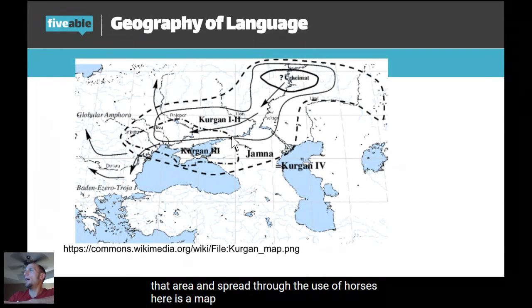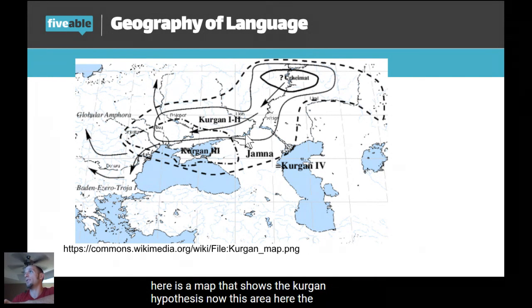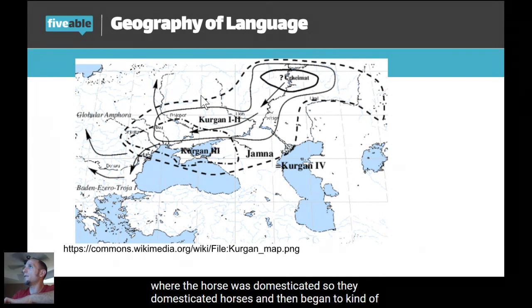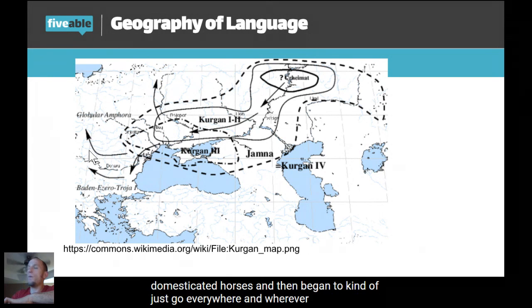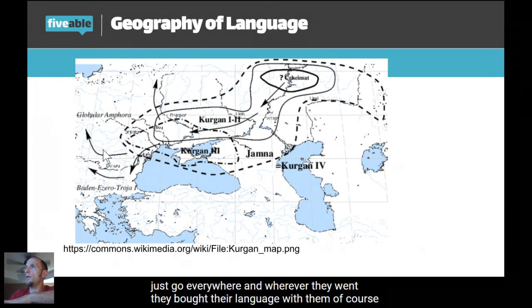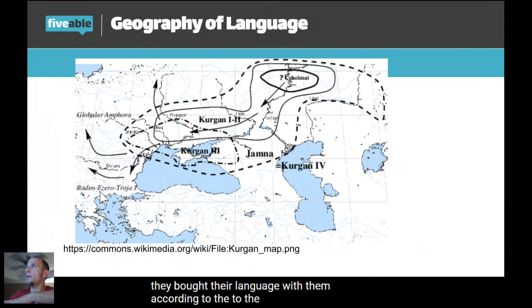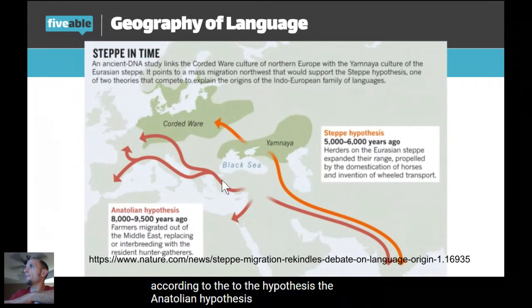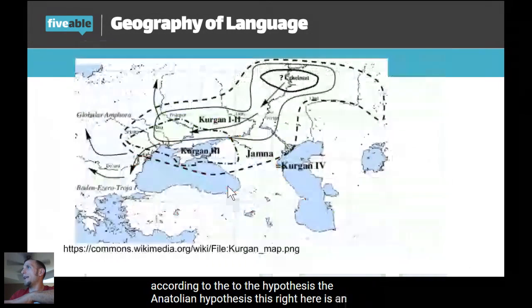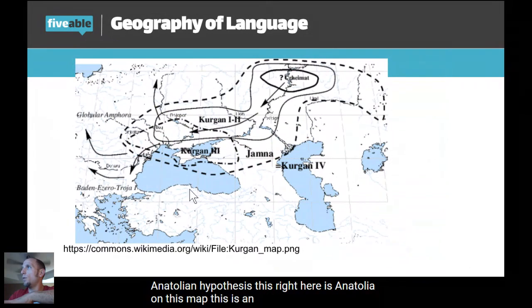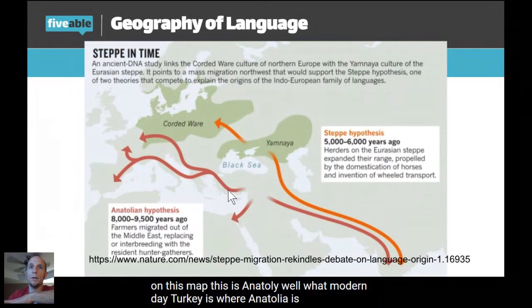Here's a map that shows the Kurgan hypothesis. Now, this area here that says Kurgan is actually your region where your Kurgan warriors would have lived, and this is the area where the horse was domesticated. So they domesticated horses and then began to kind of just go everywhere, and wherever they went, they brought their language with them, according to the hypothesis. The Anatolian hypothesis, this right here is Anatolia. On this map, this is Anatolia. Well, what modern-day Turkey is where Anatolia is?